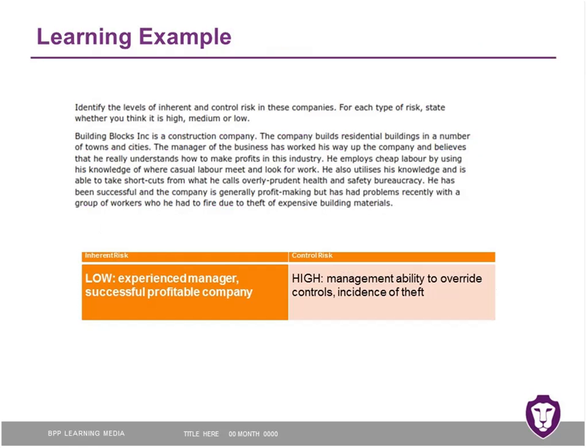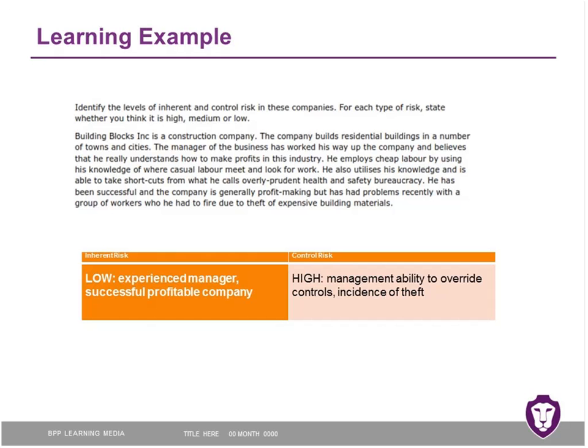So here's a little scenario. A construction company builds residential buildings. The manager's worked his way up. He understands how to make profits in this industry. He employs cheap labour, and he knows where to go and find casual labour. He can use his knowledge of the industry to take shortcuts from what he calls overly prudent health and safety bureaucracy. So he cuts corners here. He's been successful. The company's profit making, but recently had problems with a group of workers he's had to fire due to theft of expensive building materials.